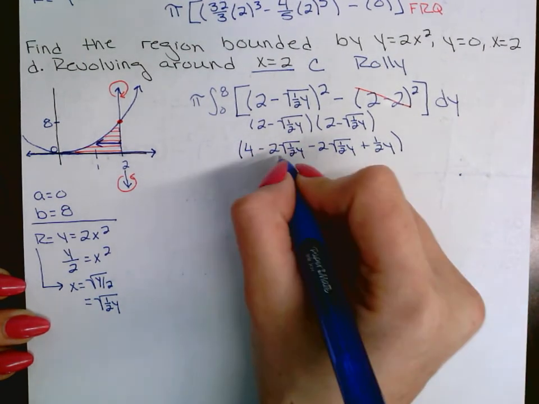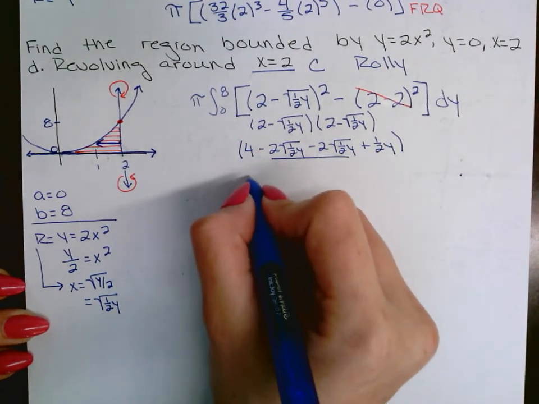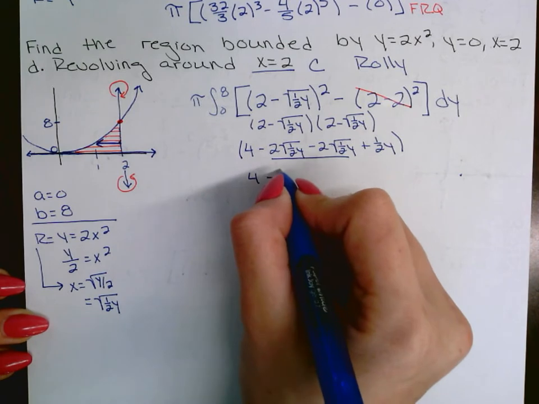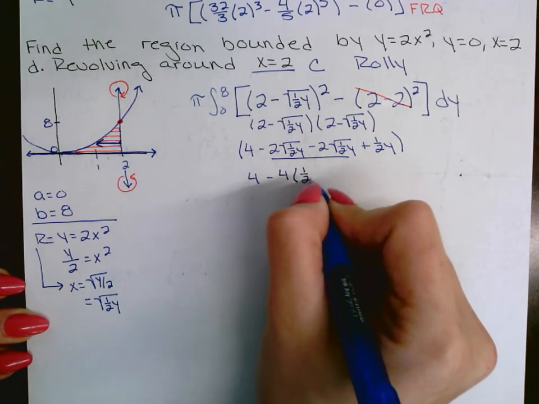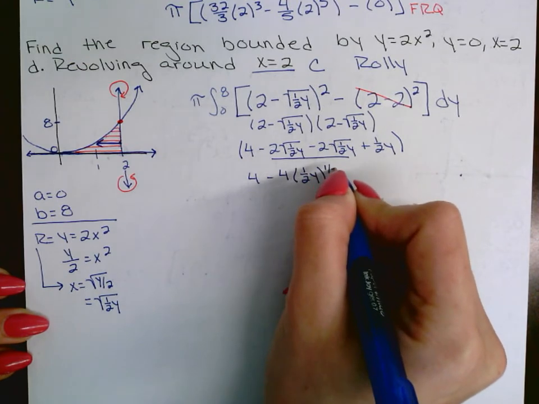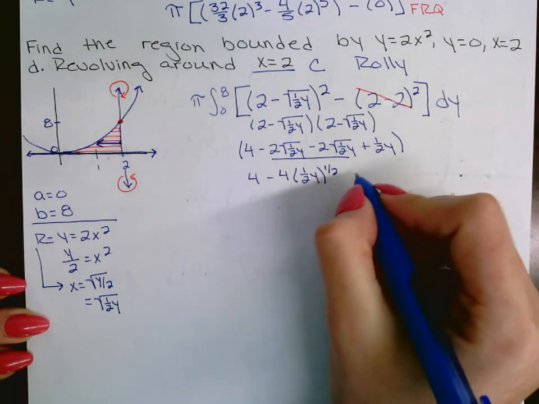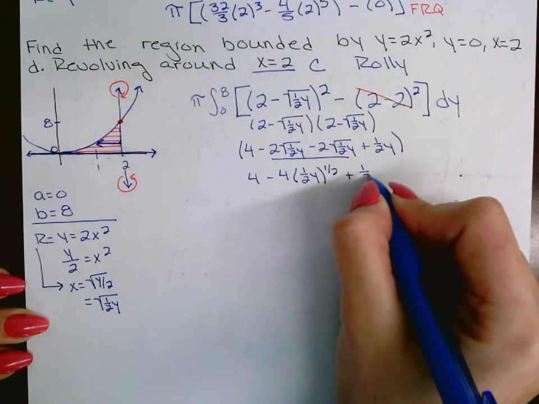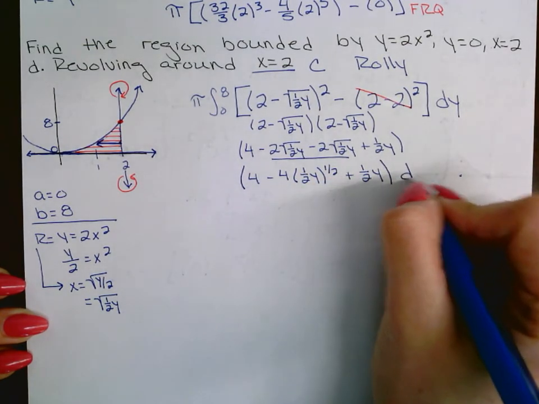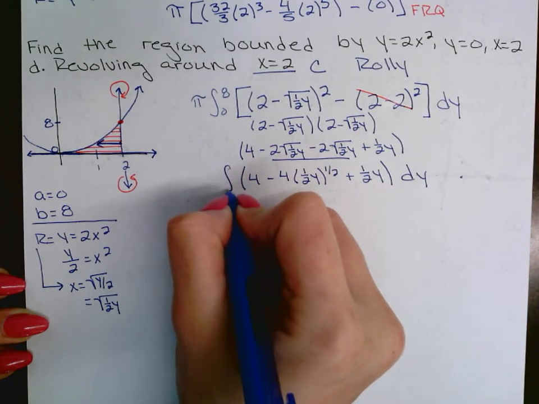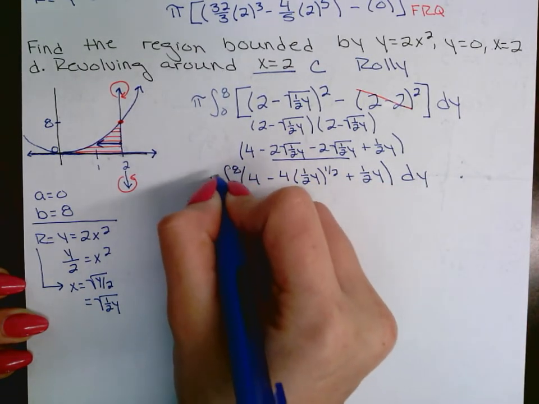like that. Then these two combine and have 4 minus 4. I'm going to write this as a 1/2 y to the 1/2 because I know I'm going to end up having to do some reverse power rule here. Okay, drop my dy, drop my integral, and drop my pi.